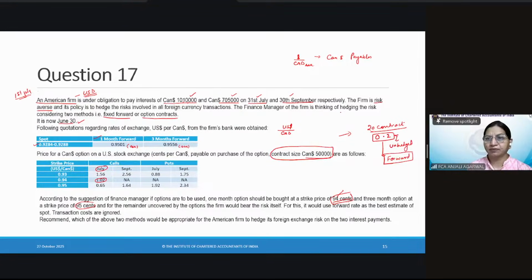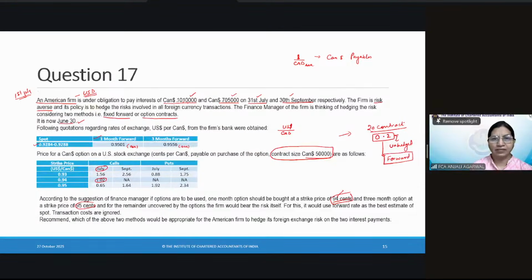The finance manager of the firm is thinking of hedging the risk. Two methods, fixed forwards and option. It is now 30th June and the quotations regarding exchange rates are given as under. Spot, 1 month forward, 3 months. So for the July payment, the 1 month forward rate would be applicable. For the 30th September payment, the 3 months forward rate would be applicable if we are going by the fixed forward. However, the price for the Canadian dollar option.